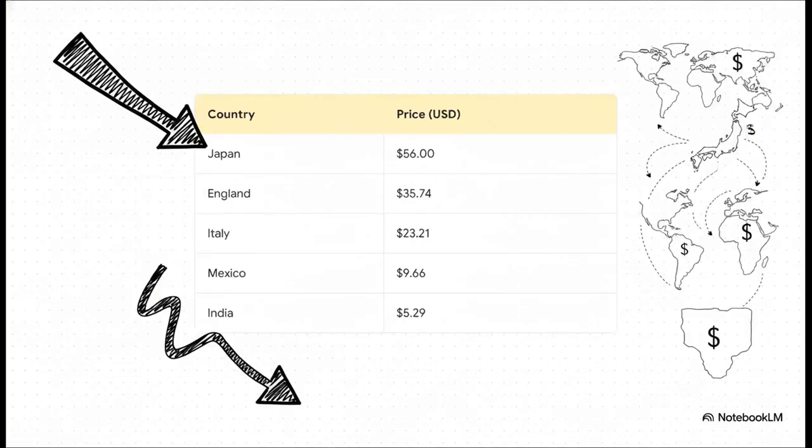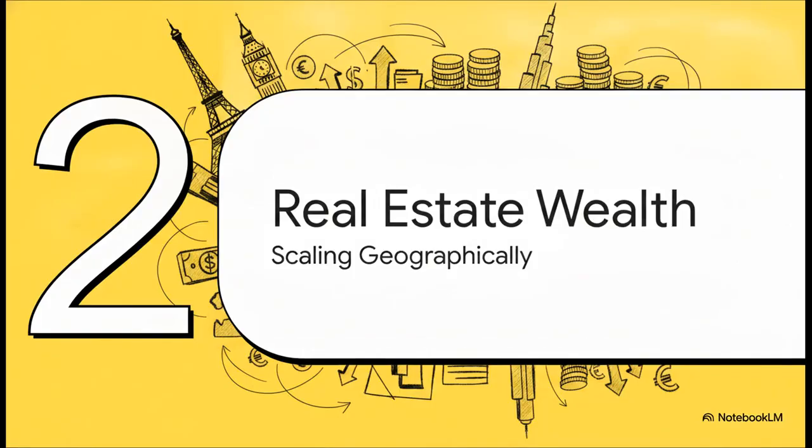And when we look across the middle spectrum of this data, we see the true sliding scale of the global cost index. Japan sits high at $56, while the UK drops to around $35. Then we cross into the 20s with Italy at $23, dip under $10 in Mexico at $9.66, and reach about $5 in India. What this data clearly tells us is that your economic baseline, just the cost of existing and maintaining a standard of living, is heavily dictated by geographical and macroeconomic forces that are frankly entirely outside of your immediate control.